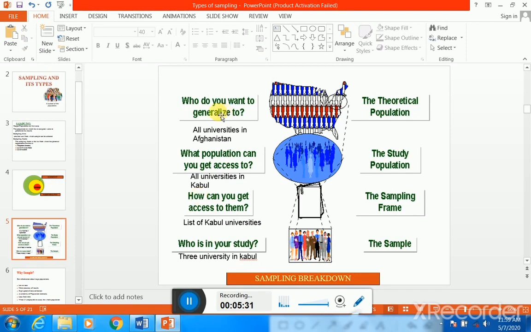Look at this slide. Who do you want to generalize to? Suppose, what is the theoretical population? Theoretical population, suppose all universities in Afghanistan, overall Afghanistan. Suppose that you are researching and studying the universities of Afghanistan. The overall Afghanistan universities are simply known as your theoretical population.